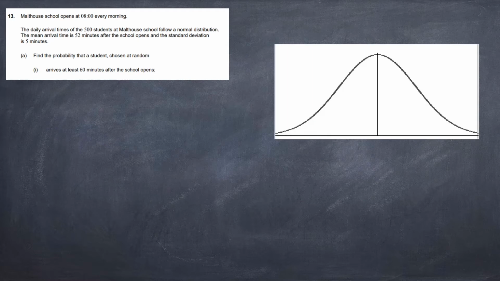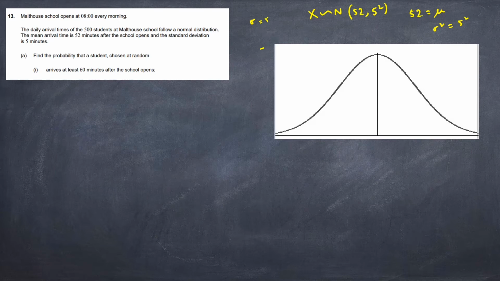Okay, so basically here I have the normal distribution graph. The distribution is normal with mean 52 and variance 5 squared. Here 52 is the mean arrival time, and the standard deviation is 5 minutes, so the variance will be 5 squared. In this way the complete graphical distribution is done.